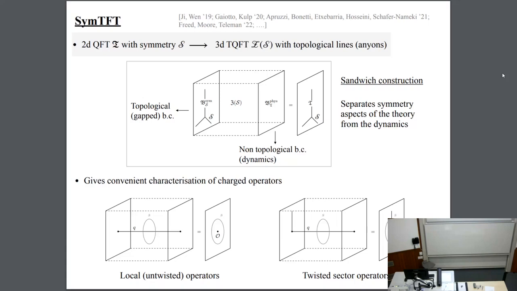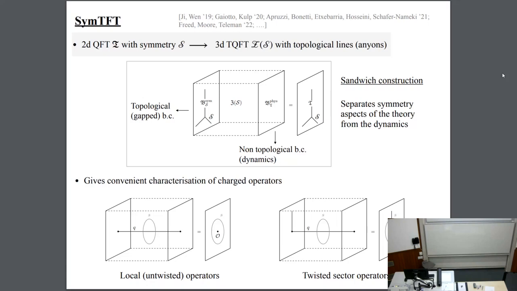Hi, so I have a simple question actually. So you made the assumption that the fusion categories are finite. Is there a specific reason for that? If you don't assume that, what specific difficulties would you have in your analysis?